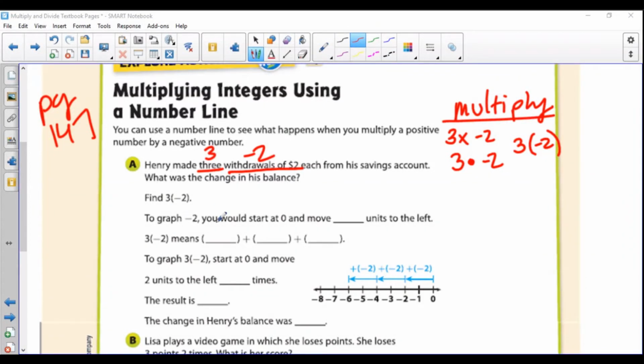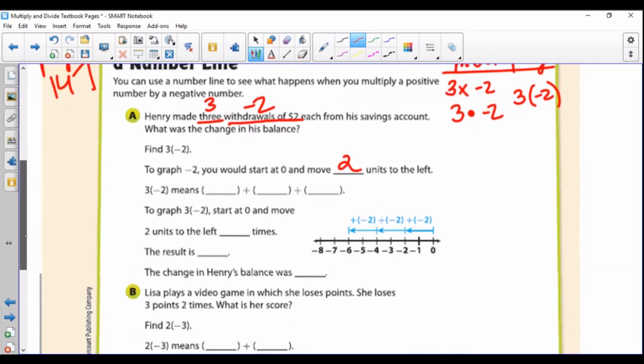It says to graph -2, we start at 0 and we move 2 units to the left. That's just going back to some of our old math properties. Start at 0 and then we move 1, 2 spaces to the left. That represents -2. So 3 times -2 just means to do -2 plus -2 plus -2. It's like repeated addition. What page is that? 147.